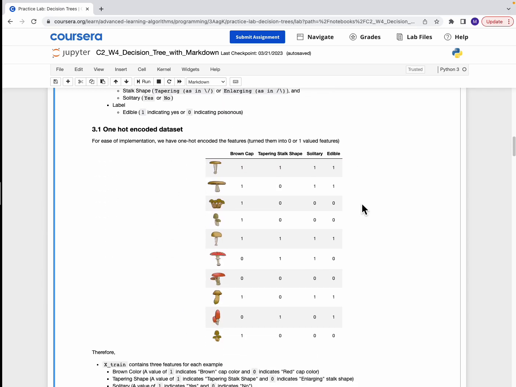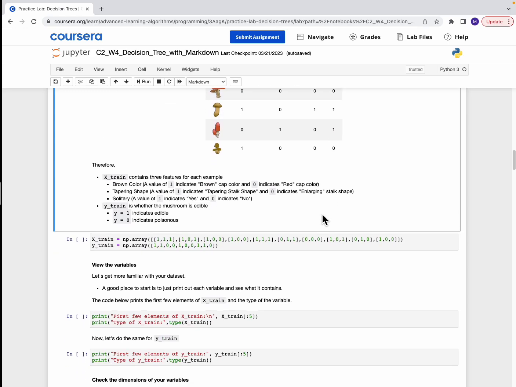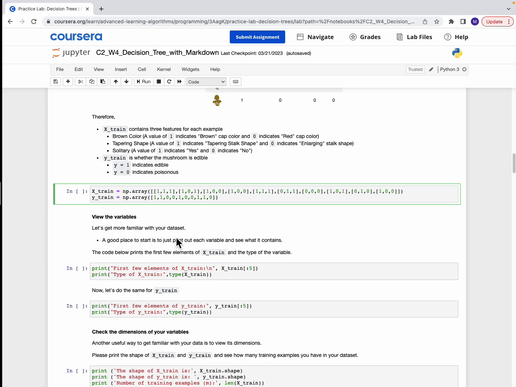So we have one hot encoded our data set. One hot encoding means we turn our features into 0 or 1 values. So in this example, it has a brown cap, it does not have a tapering stalk shape, it is not solitary, and it is therefore not edible. And we're going to see our data over here.